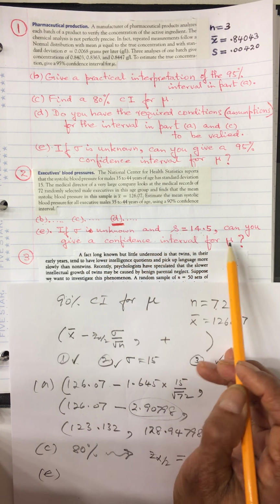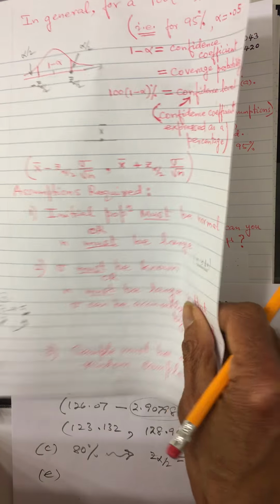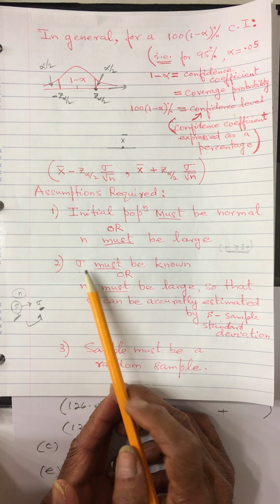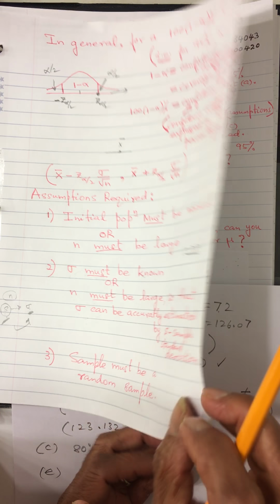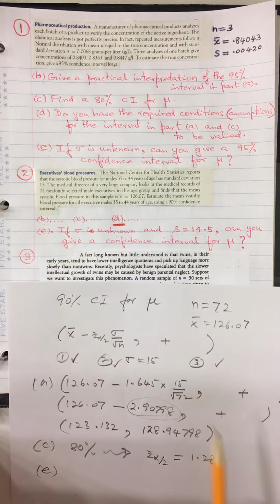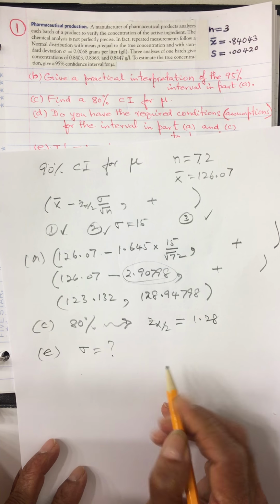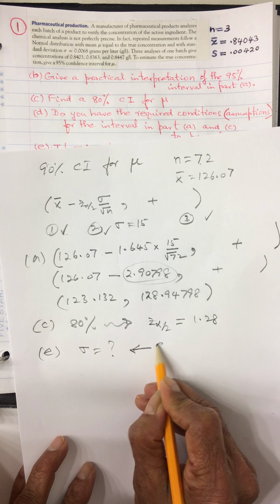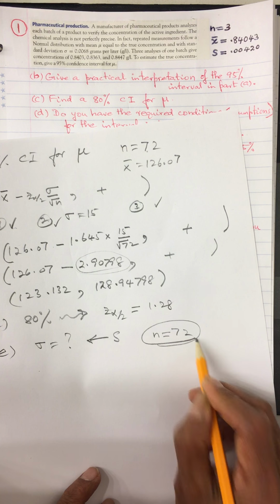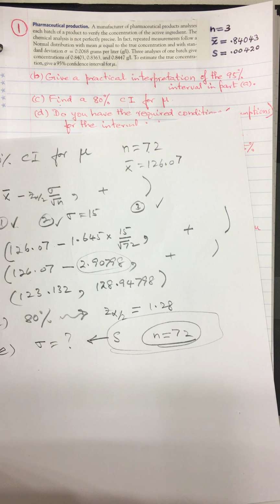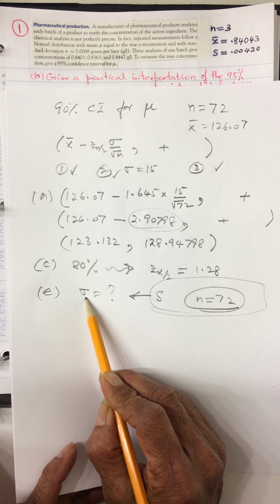Let us see what will happen here. Now sigma is unknown, but if you look at the condition, you can replace the unknown sigma by S if n is quite big. In our case it's 72, so that means it's quite big. So sigma is unknown, that is correct, but I am going to replace it by S. We can do that because n equals 72, so we can still maintain a good result. That's the logic. You can accurately estimate sigma by S.